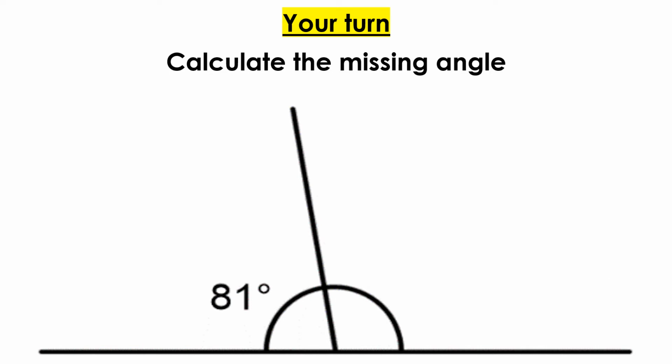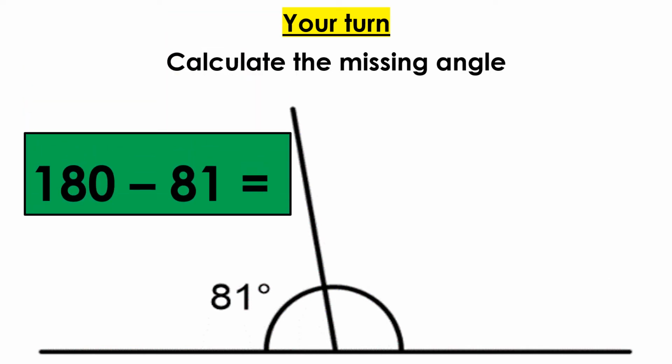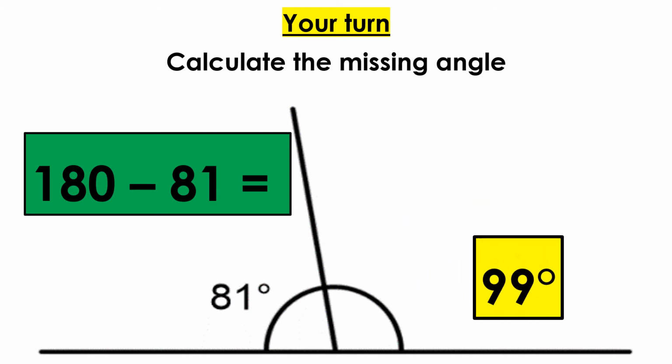Right, let's see how you've got on with that. If you remember, there are 180 degrees on a straight line. The angle that you have been given is 81 degrees. You would simply subtract these two numbers and it would give you an answer of 99 degrees. If you add those two numbers up, you would see that they add up to 180 degrees, so we know that our working out is correct.